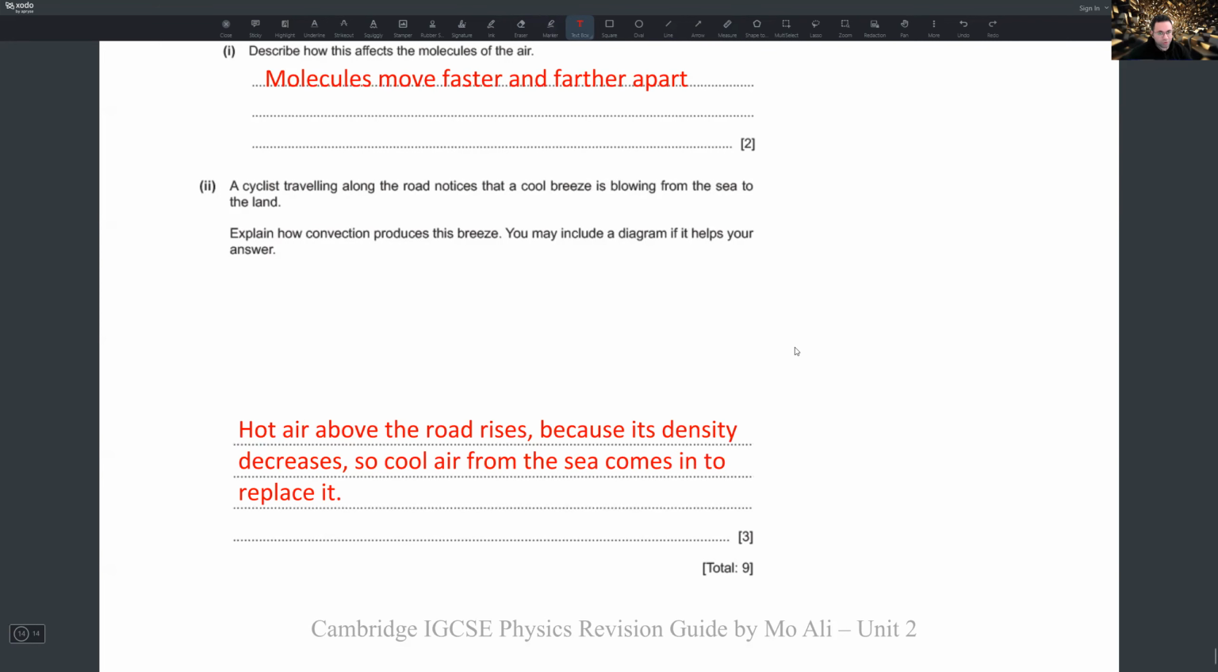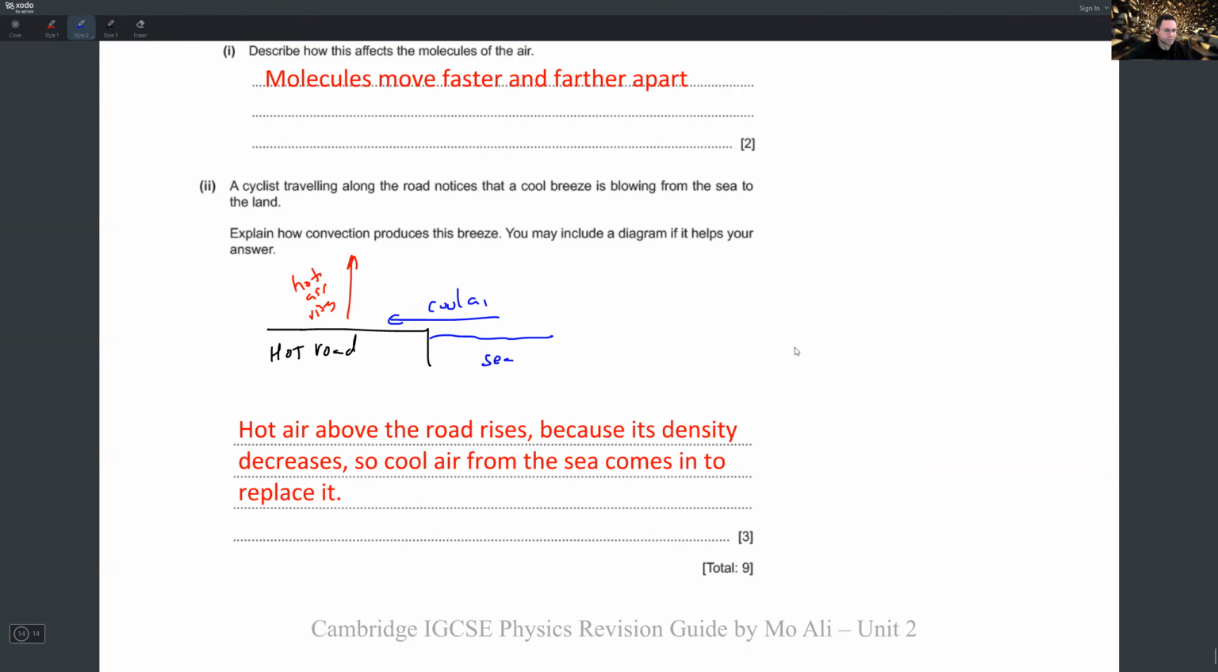If you really want to include a diagram, you would say something like this. You don't need anything. You write road, hot road, then the sea, and you draw hot air rises, and cool air. That's all I need. Okay.